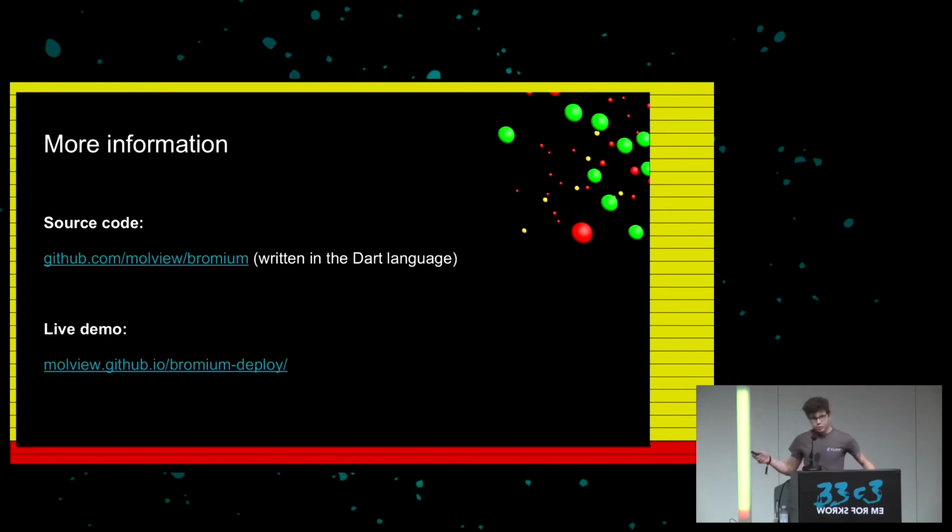You can find the source code online. It's open source, and you can actually try it on the URL right there. You can build your own simulation by putting together membranes and particles and so on.